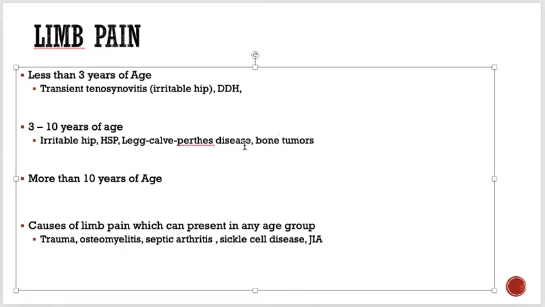Okay, as well as one very important thing is growing pains. Now what are growing pains? Growing pains most of the time occur in the 3 to 10 years age group, and they are basically a diagnosis of exclusion. So simply we look for all the other causes, and when we cannot find any causes, we say the baby has growing pains.